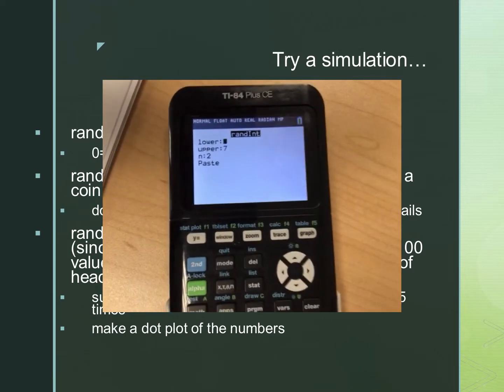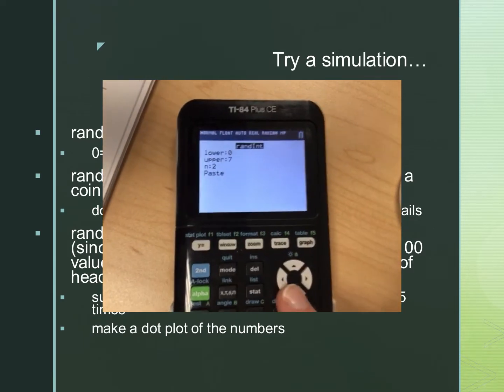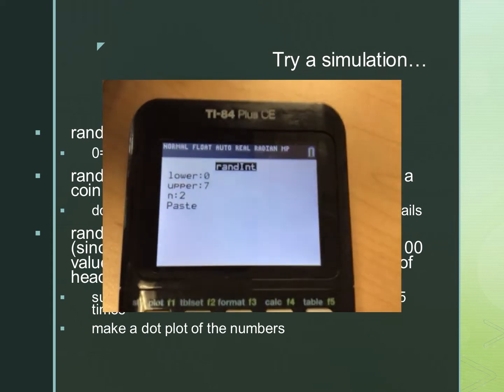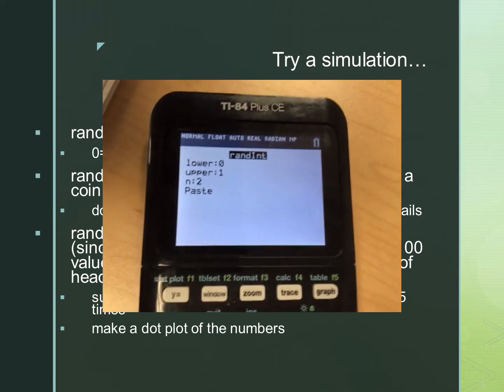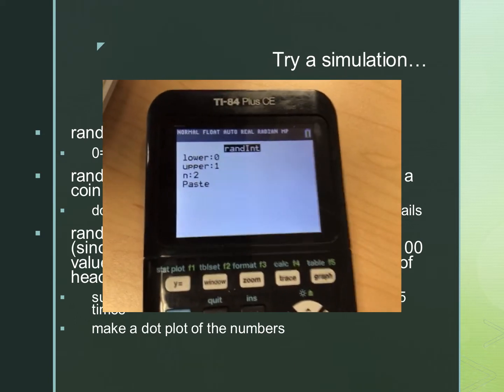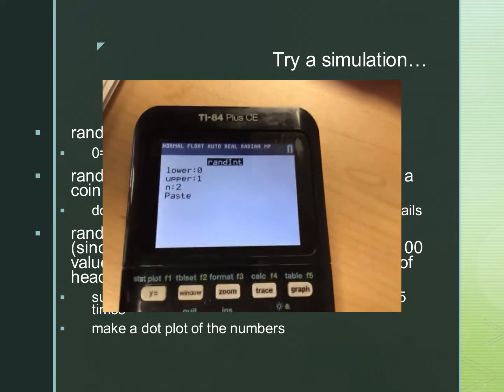So I'm going to pick randInt. My lower number is 0, my upper is 1.